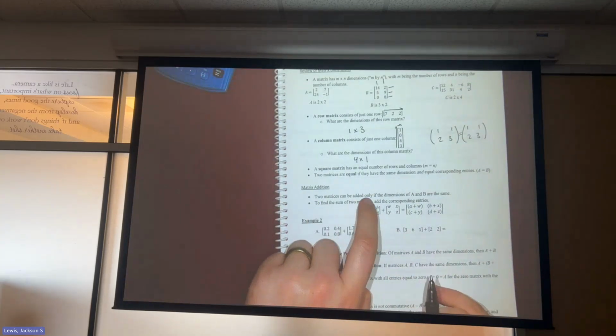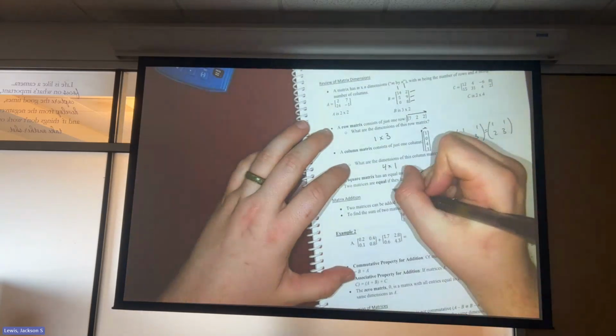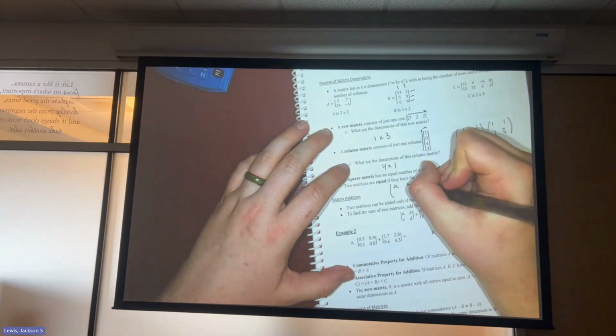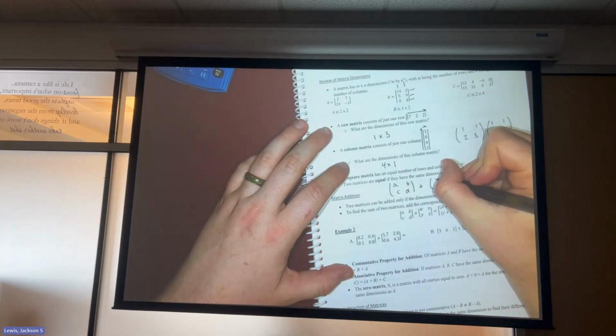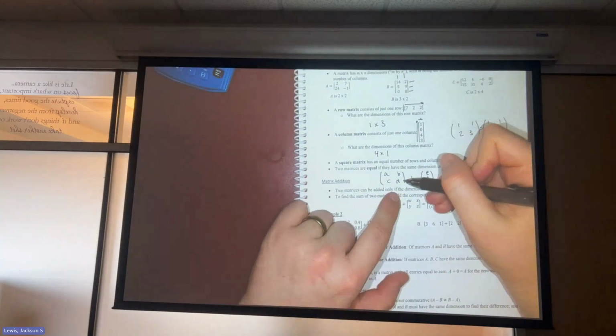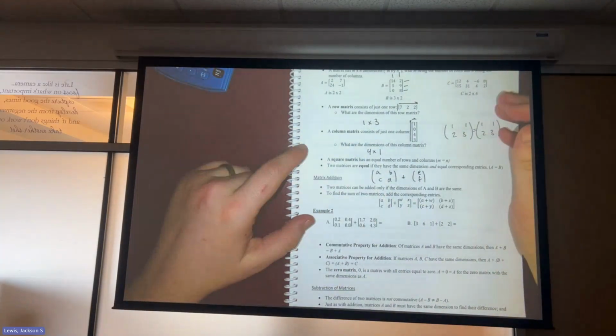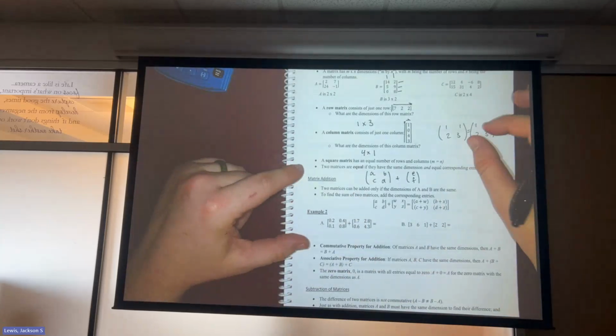Two matrices can be added if the dimensions are the same. So it doesn't make sense for me to add A, B, C, D plus E, F, for instance. Because I have this B and D over here, what are they going to do? I can't put them anywhere. So I can only add them if they're of the same dimension.